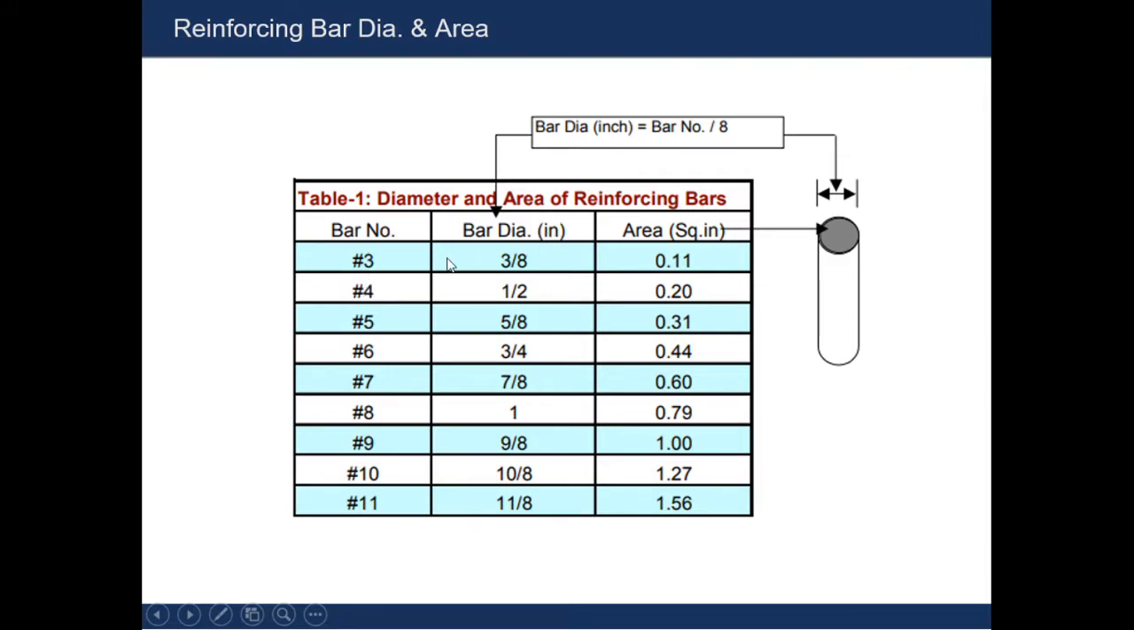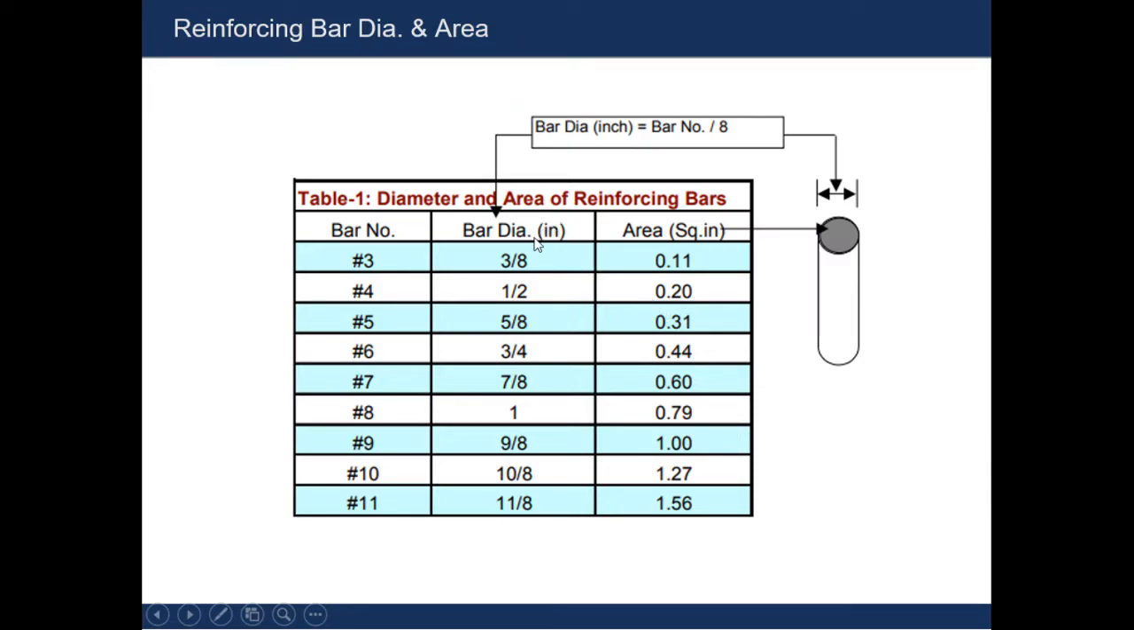So these are indicating the number of the bar. The diameter of a particular number bar is the number of the bar divided by 8. So if we know the diameter of a bar, we can easily calculate the area of the bar. We know that a bar is generally circular in shape, so the area of a circle is pi d square by 4. So if we know the diameter d, then we can easily calculate the area, which is pi d square by 4. So for number 3 bar, the area will be 0.11 square inch. Number 4, it will be 0.20 square inch.